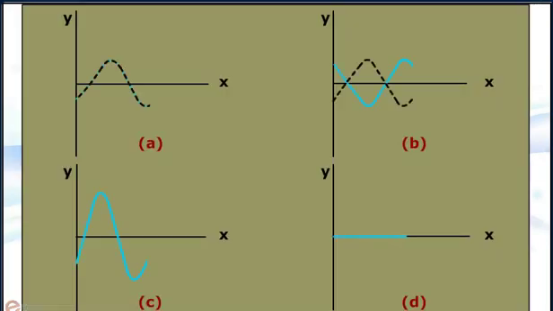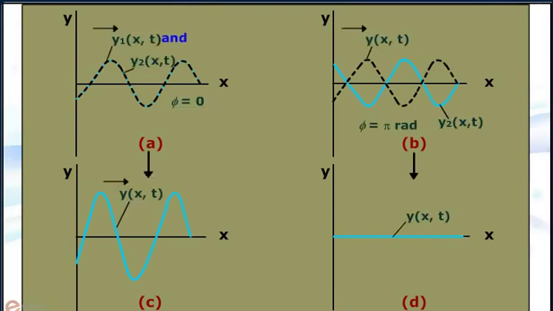Two identical sinusoidal waves, y1(x, t) and y2(x, t), travel along a straight string in the positive direction of the x-axis. They give rise to a resultant wave y(x, t). The phase difference between the two waves is 0 and π, or 180 degrees, respectively. The corresponding resultant waves are shown in C and D.